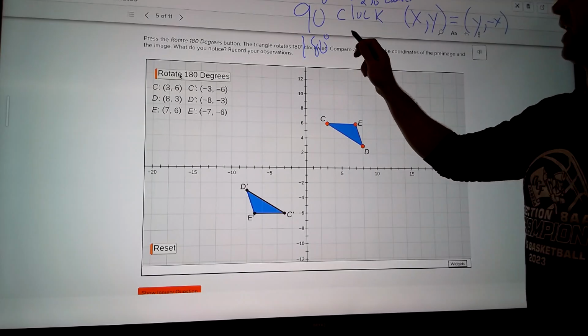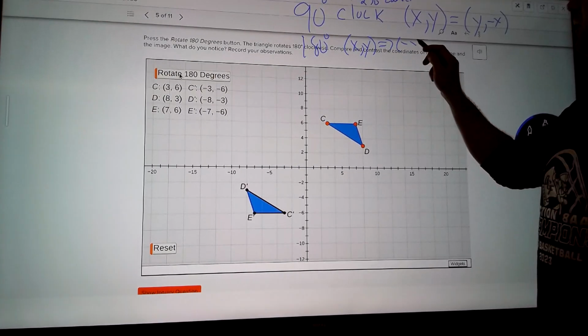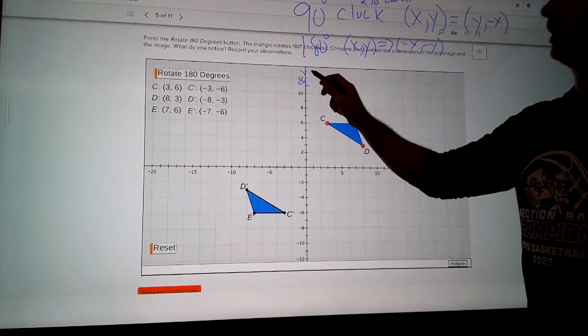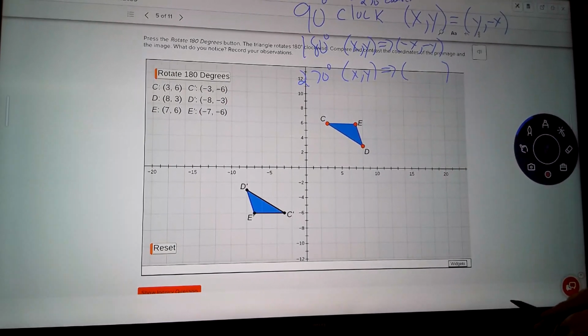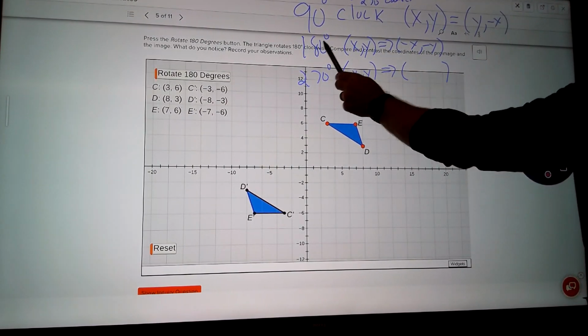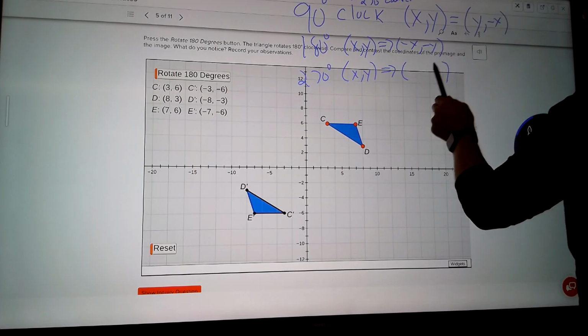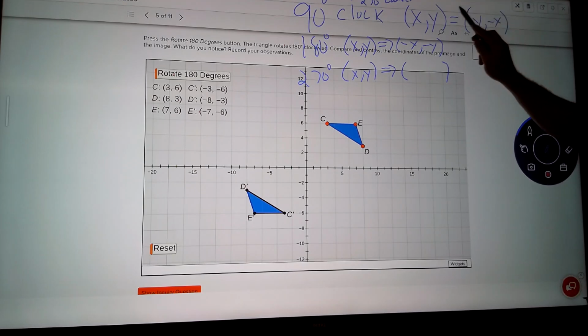So the 180 ended up going from x, y to the opposite of x, the opposite of y. What do you think a 270 degree rotation will give us? 90 ended up going y, opposite of x. 180, opposite of x, opposite of y. What do you think will happen for 270, without seeing it? Maybe even jot something down in your book of what you think it will be. You see what happened on the 90. What do you think will happen on a 270? Let's see if you're right.